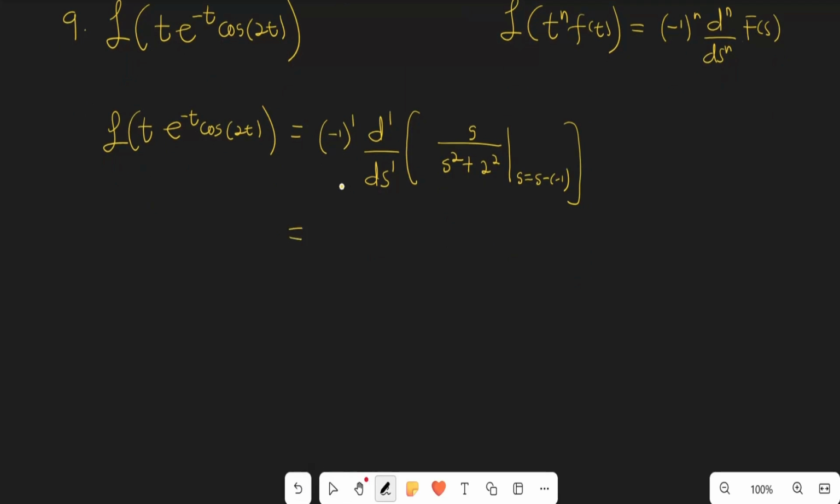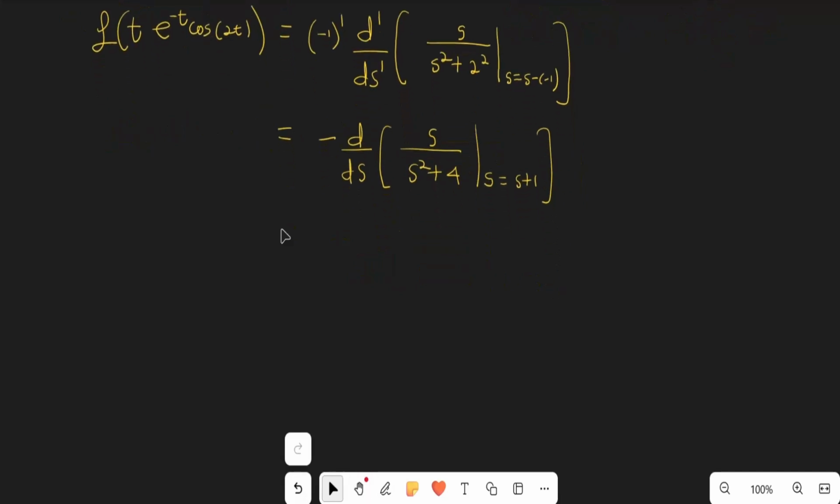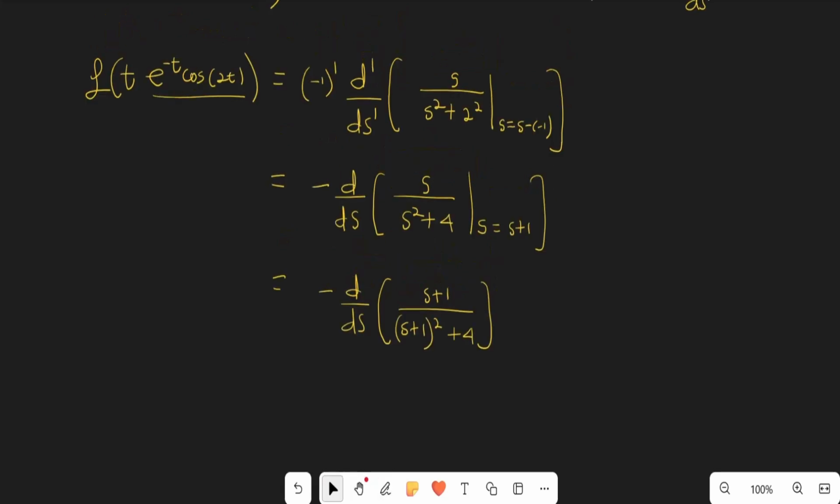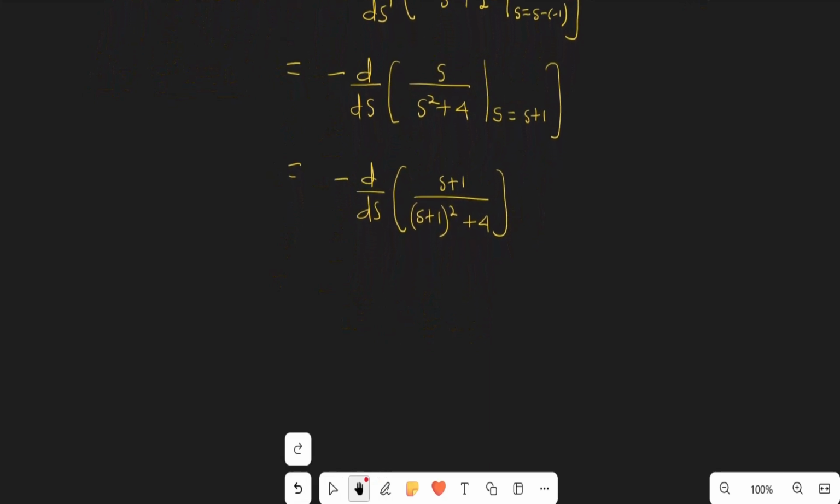So this is equal to negative 1 raised to the power 1, which is negative 1, so negative the derivative with respect to s of, now we have s divided by s squared plus 2 squared, which is 4, and we are going to evaluate this at s equal to s plus 1, that is negative negative here. So you have negative d ds of s plus 1 divided by s plus 1 all squared plus 4. This one is the Laplace transform of this function, and it is multiplied by t, so it means we have to differentiate it only one time.